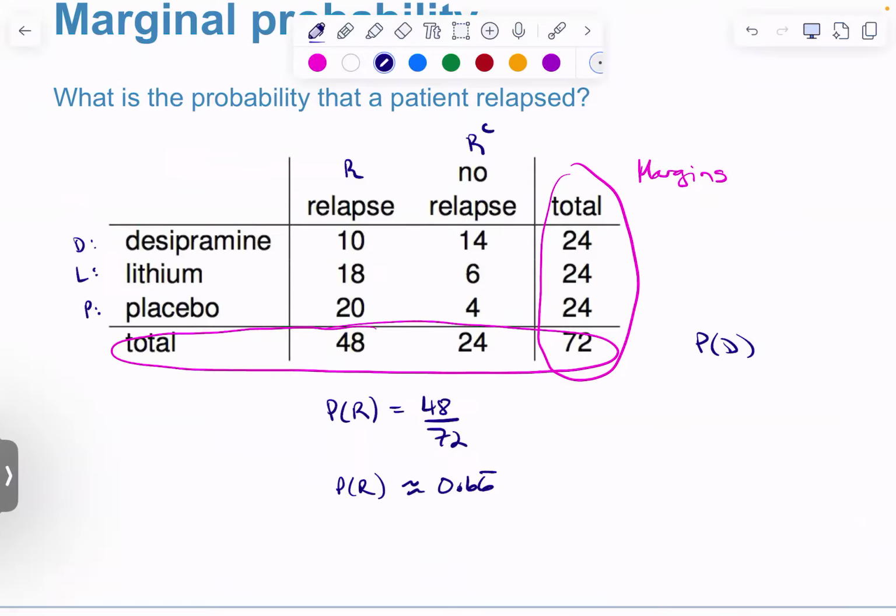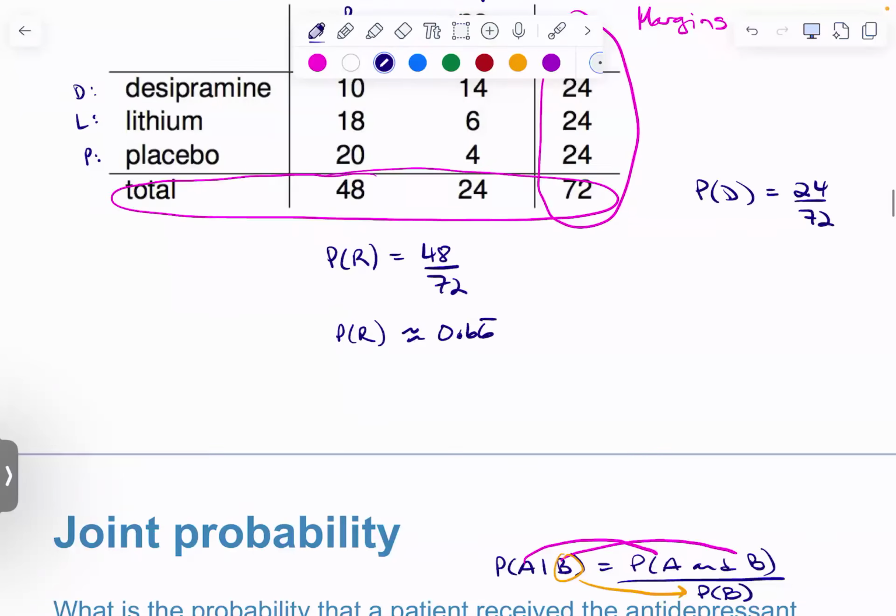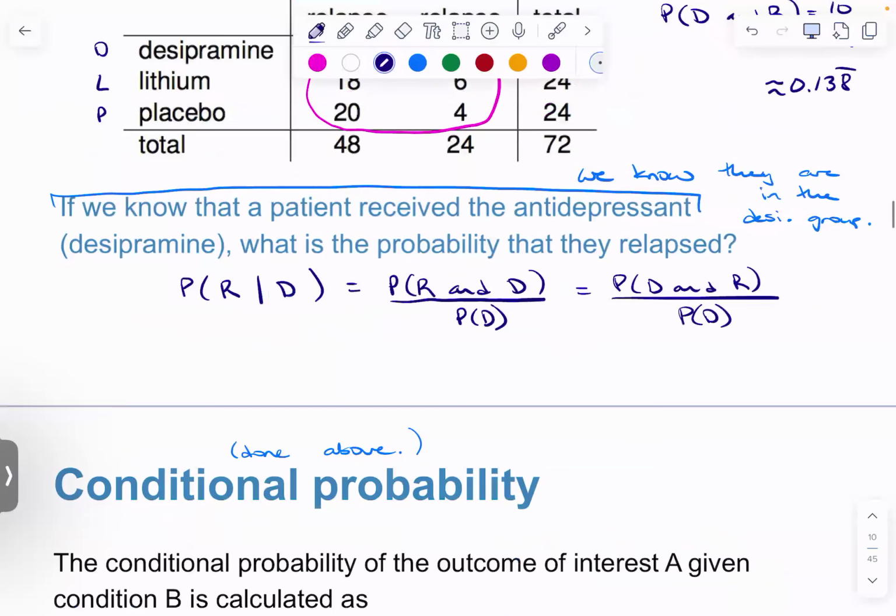Well, the probability of being in the desipramine group is going to be 24 over 72. Now you can use the fractions, or you can use the decimals if you prefer. There's a lot of repeating decimals though. So in that case, I would encourage you to try to use the fractions, right? But you don't have to. As long as you make sure you don't do any rounding in your calculator, you can still use the decimals if you want to. I'll show you with the fractions though, they're not too bad.